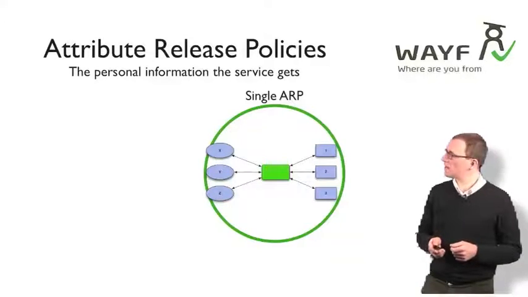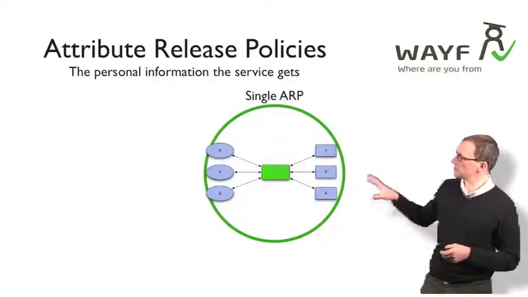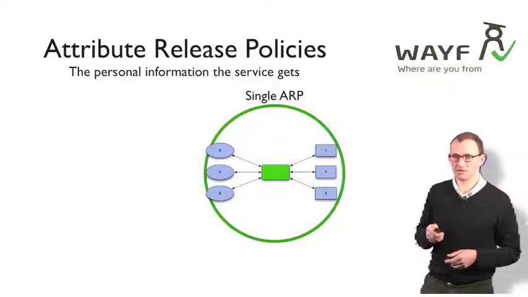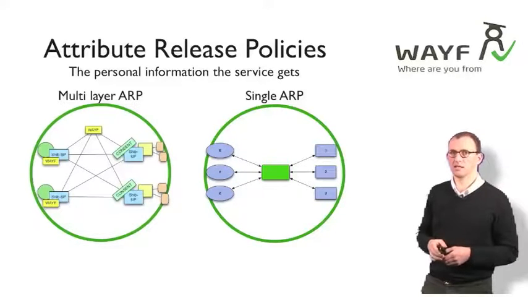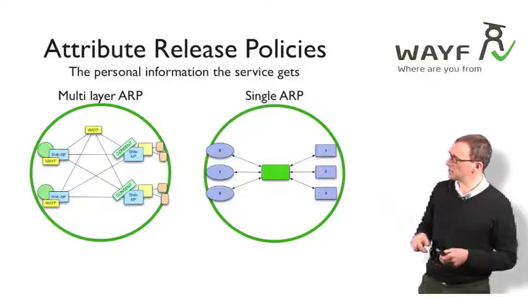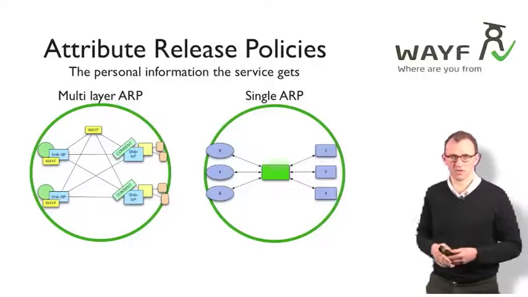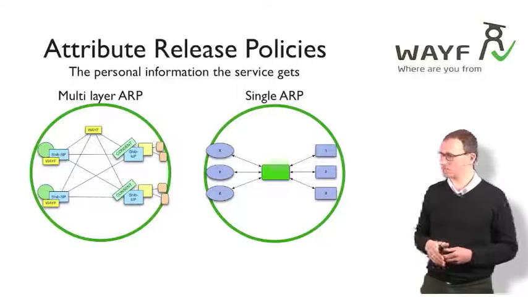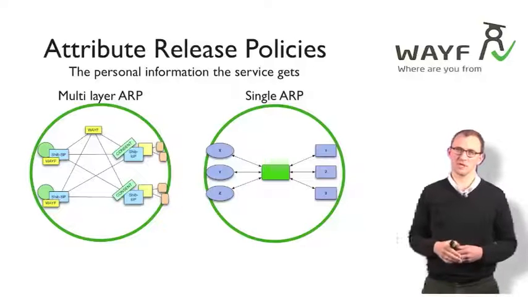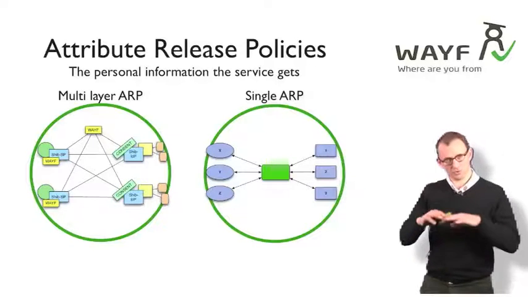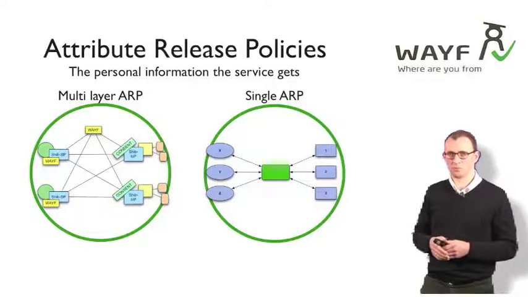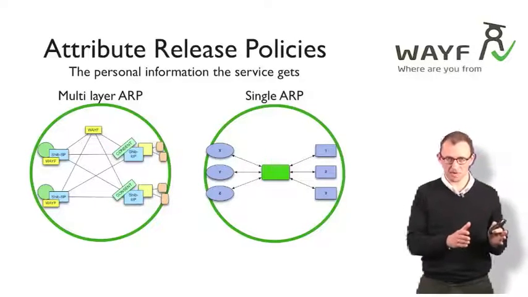Attribute release profiles in the setup of WAYF are defined centrally at the federated hub. In the full meshed identity federation, it may be suggested by the federation operator what to send or issue to what service providers, but actually it's up to each identity provider to define what kind of release policy they want to have. Now, there's a question of negotiation power here.